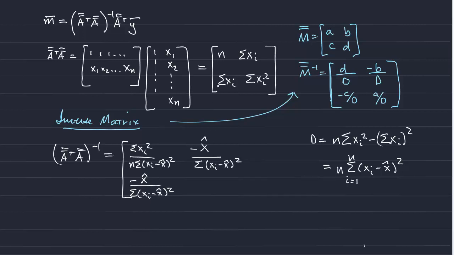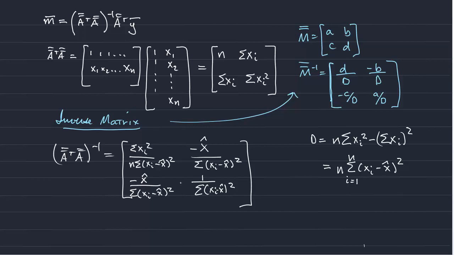And then the last term is n divided by the determinant. And remember, n is part of the determinant, so the two n's cancel and we're just left with the sum of square deviations of x from its mean. Okay, so that is the inverse of A transpose A.